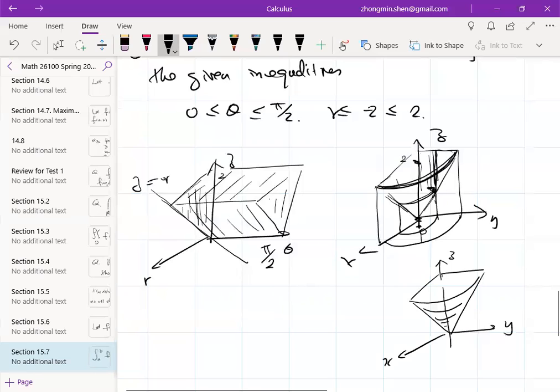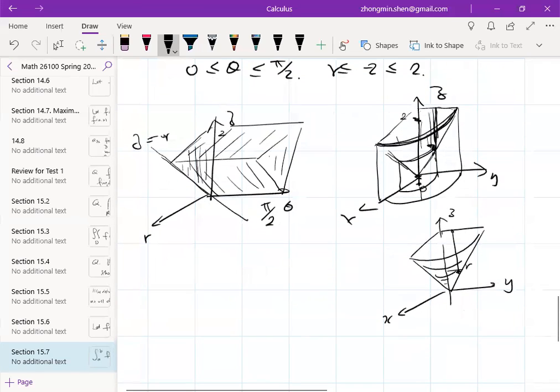In the X, Y, Z system, for any circle here with radius r, z takes values between r and 2, right? That's clear. Okay, so this is the picture.